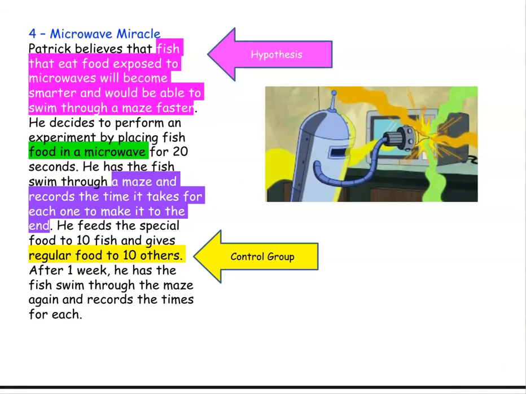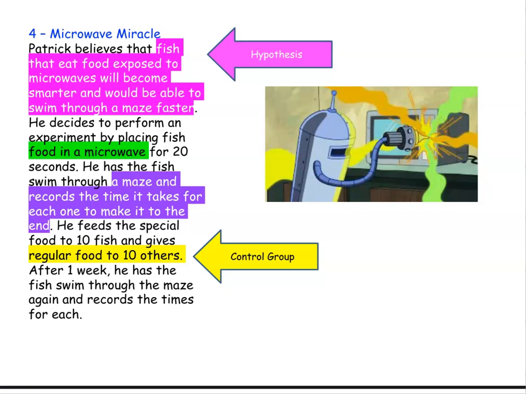The next one is Microwave Miracle. It's our last one. And so Patrick is going to microwave fish food, and he believes that fish that get fed the microwave special fish food will swim faster through the maze, meaning that they're smarter. So he microwaves the food, and then he has groups of 10 fish. One group he feeds them special food, and one group gets just regular fish food.